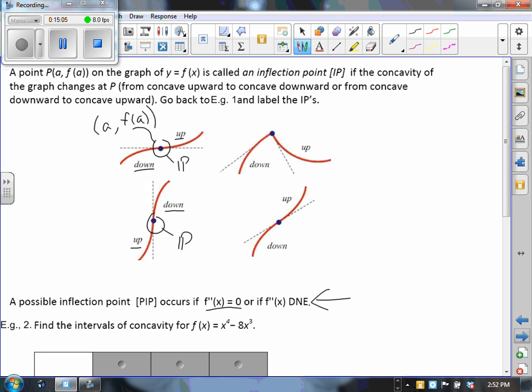So let's finish part 1 here, and we'll begin part 2 following the fire drill. And then lastly, if the second derivative at x does not exist, that is, you can't differentiate the function 2 times, we're not going to be able to establish a point of inflection.